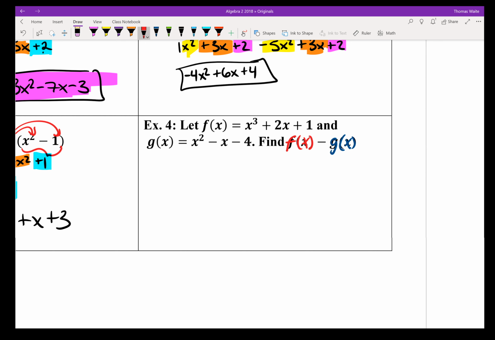Then there's a negative sign here, so I gotta make sure I distribute it, so it's going to be subtracting each of the terms in that g of x. We rewrite it to account for the negative. X cubed plus 2x plus 1 minus x squared.